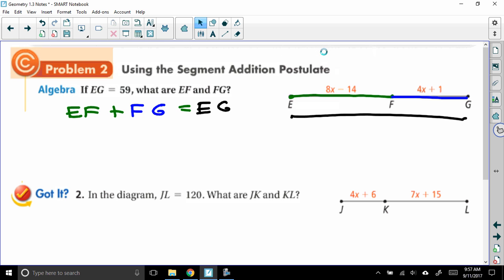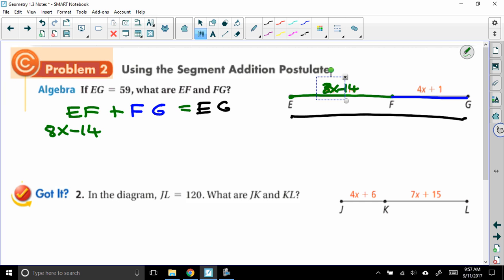All right, so now we can make some substitutions. EF is represented by an algebraic expression, 8x minus 14. That algebraic expression represents the length of EF. So 8x minus 14 plus, and now similarly, FG is represented by 4x plus 1. So plus 4x plus 1 is equal to EG. EG is given. EG is 59. Okay, EG is 59. So that's a big mess on our hands, that big equation we've got to solve.